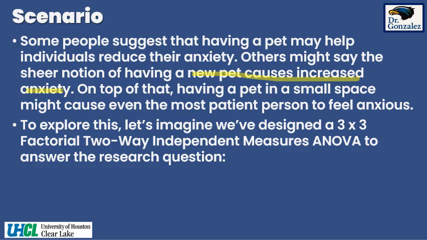So now I'm going to walk you through how you would do this. This is a 3x3 factorial two-way independent measures ANOVA. Our research question is, does the type of new pet and home size influence anxiety levels in new pet owners? There is a data set for this in Canvas if you want to pull it out and walk through it. I will do just like I did for the previous one and do a screen recording of it when we're done. So let's get started with it.